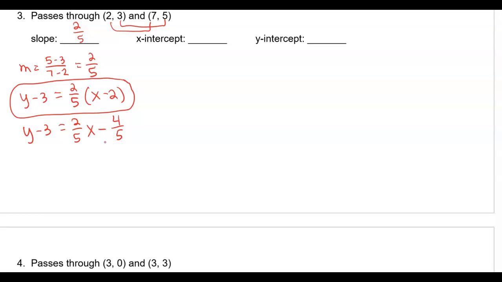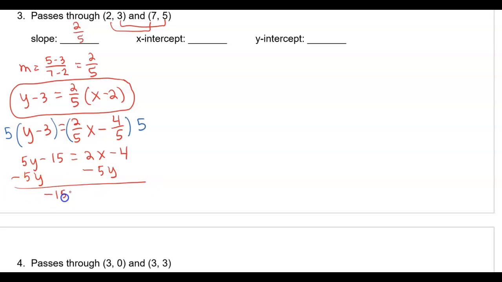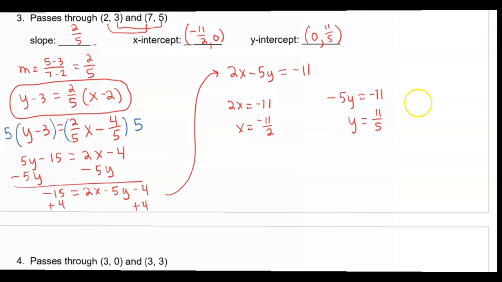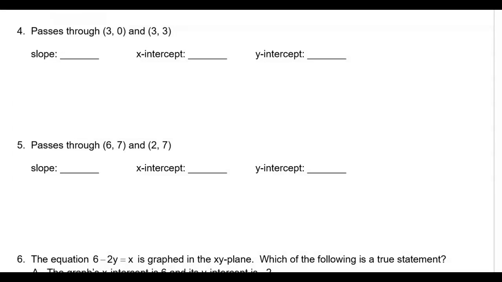This time there is a fraction involved, so what I'd like to do is multiply through by 5 to clear the fractions. Please pause the video, work on number 4 and 5, turn the video back on, and check your answers.